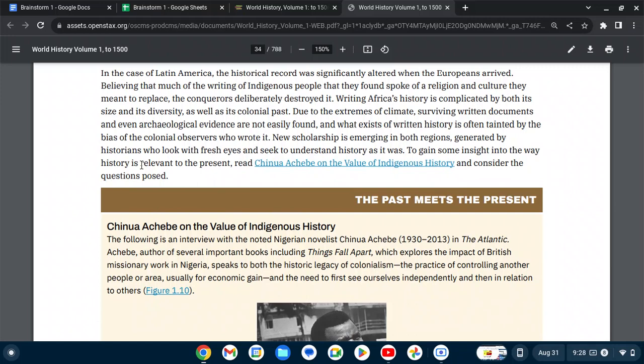New scholarship is emerging in both regions, generated by historians who look with fresh eyes and seek to understand history as it was. To gain some insight into the way history is relevant to the present, read Chinwe Achebe on the value of the indigenous history and consider the questions posed.